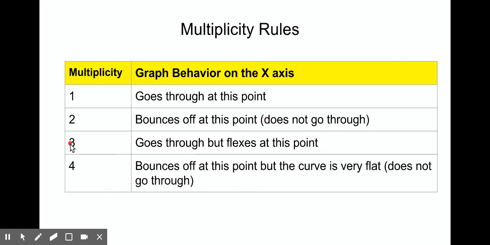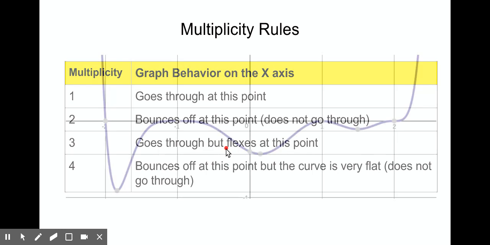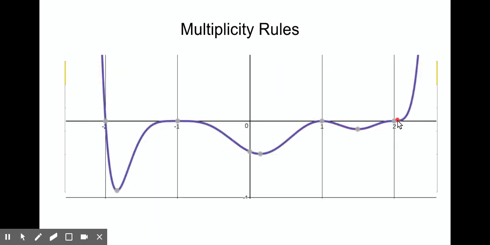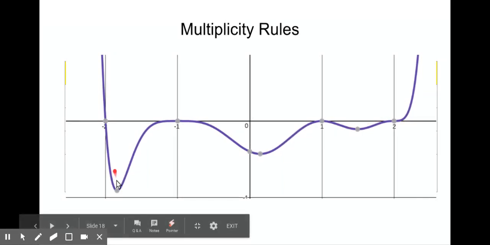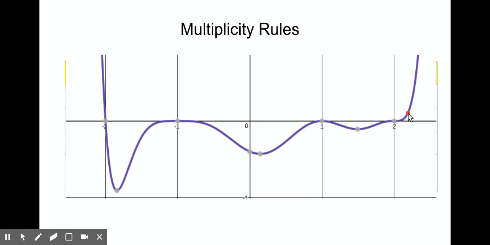Okay, for multiplicity of 3, I talked about this flex point. It goes through, but it flexes. What does that mean? That would be over here. It went through, but it had this weird flex movement where it had a weird shape here. It didn't go through straight like this one over here. It had what they call a flex, where it moves in this little S shape. That's what a flex point is.